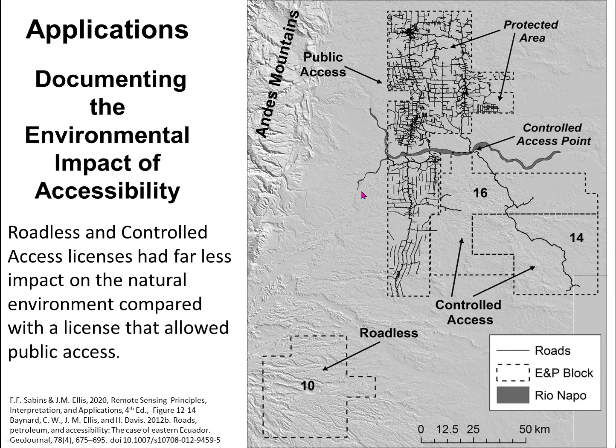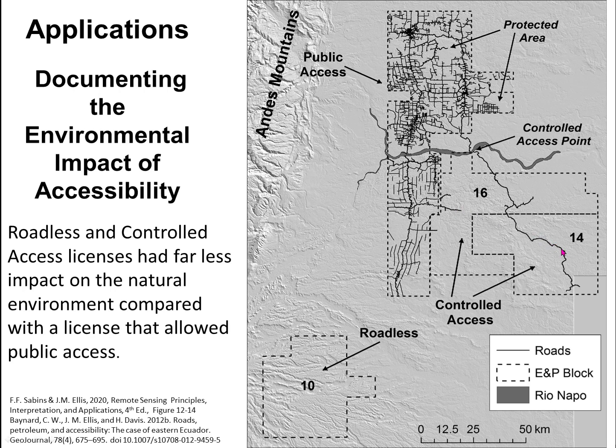This is where we're looking at documenting the environmental impact of accessibility. So we're in Ecuador looking at different licenses for exploration and development. The study concluded roadless and controlled access licenses had far less impact on the natural environment compared with a license that allowed public access. So here we're looking at a license in the upper portion that was public access. You can see all the roads put in over the years, and 2 areas that are pointed out as protected by the government stayed roadless for the most part.